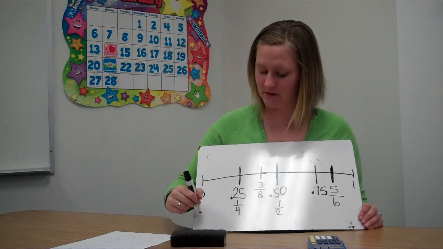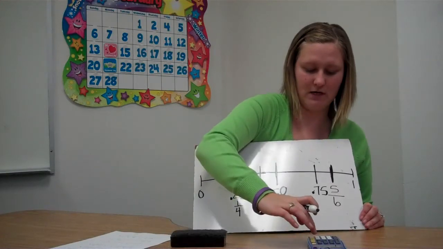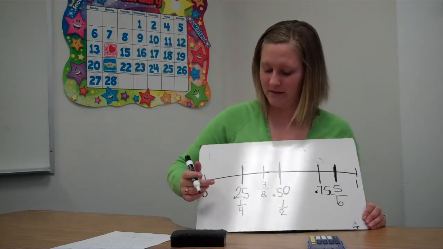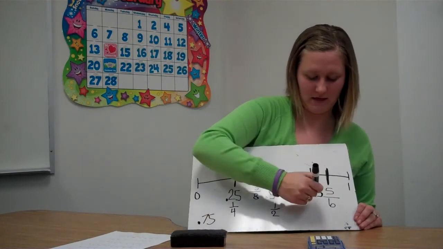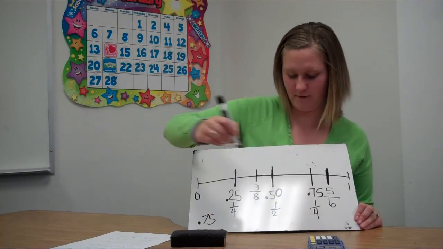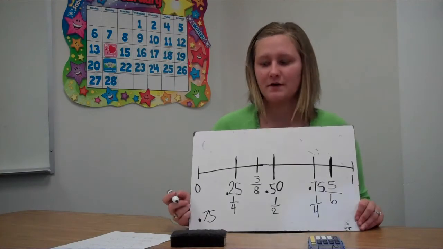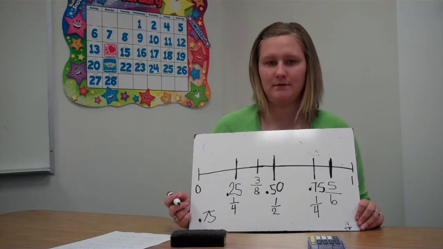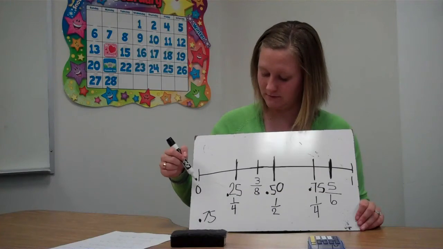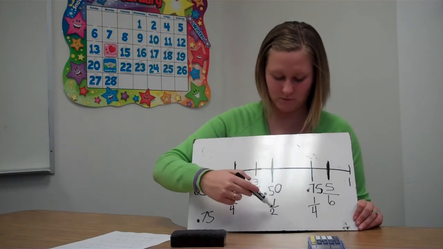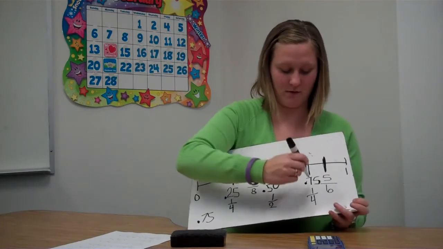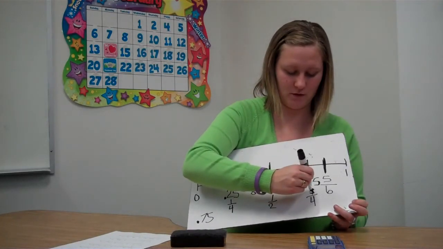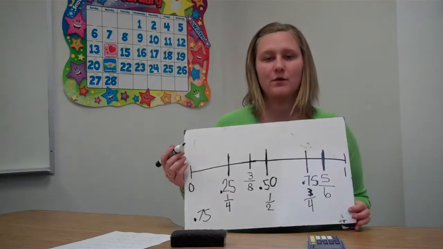And then the last one is 3/4. So 3 divided by 4 is 0.75. And it's right here, so it would be 3/4. Okay, so there's our set 1 for our number line fractions: 0, 1/4, 3/8, 1/2, 3/4, and 5/6. Oh, sorry, not 1/4, 3/4. Whew, good thing I caught that. 3/4.